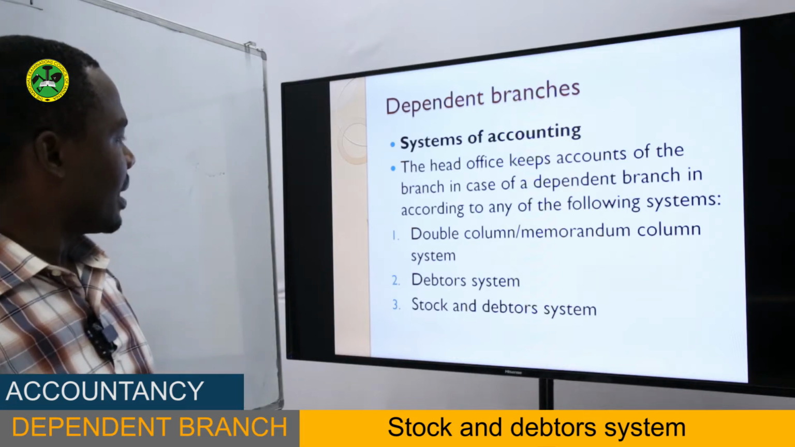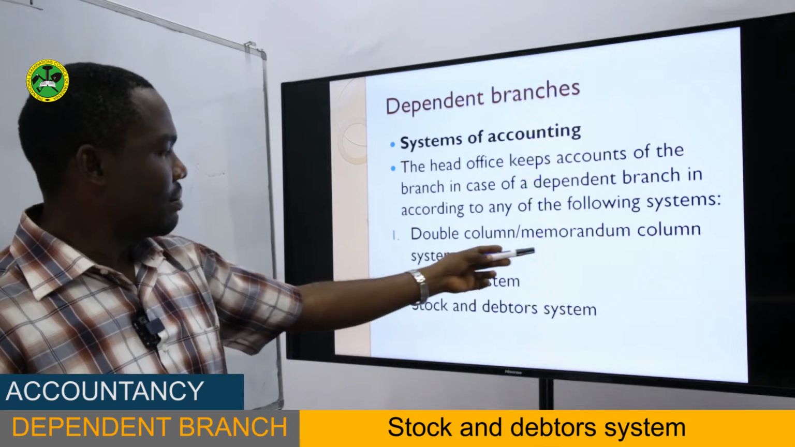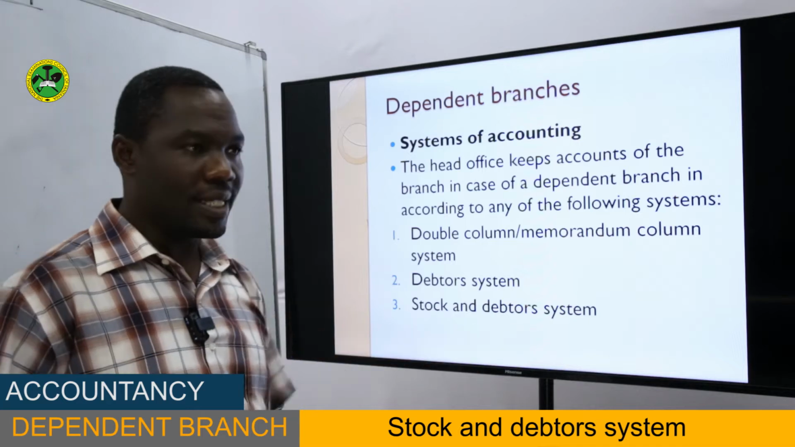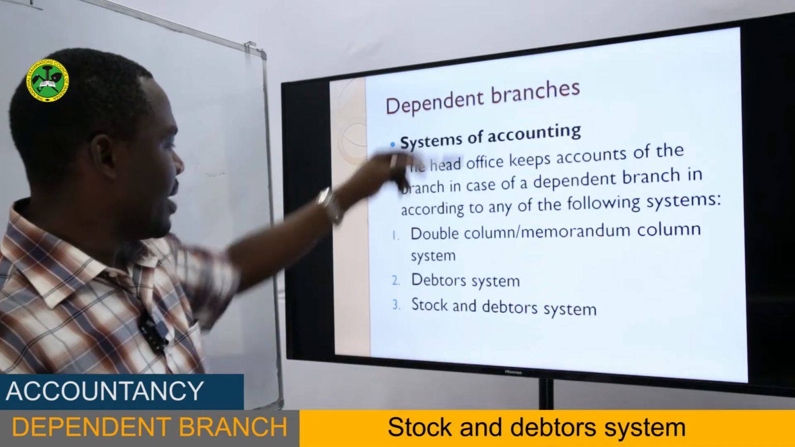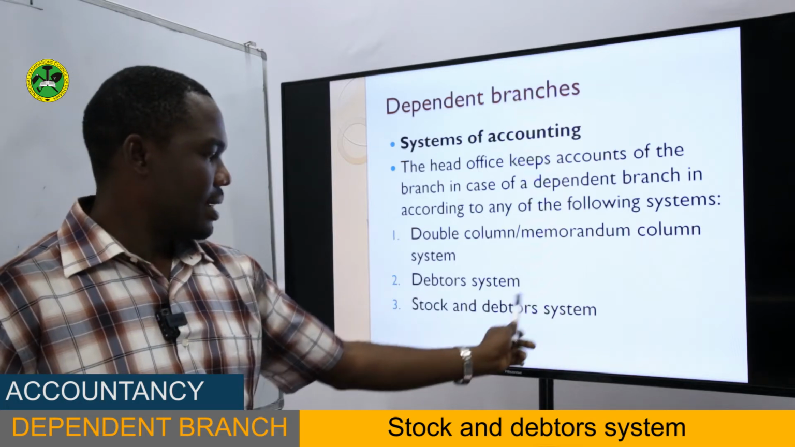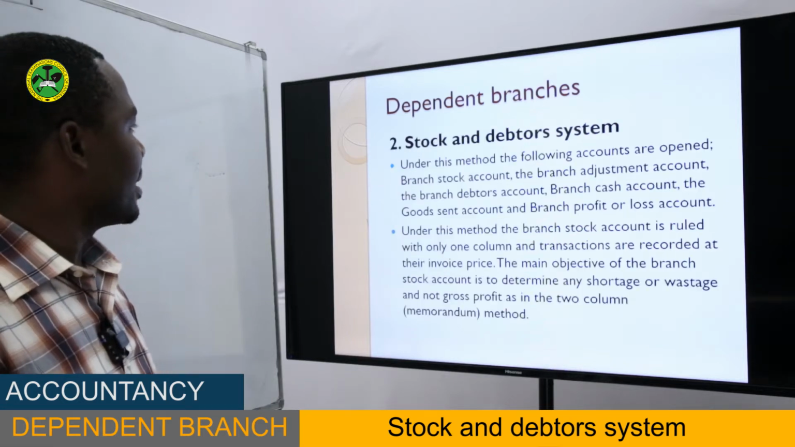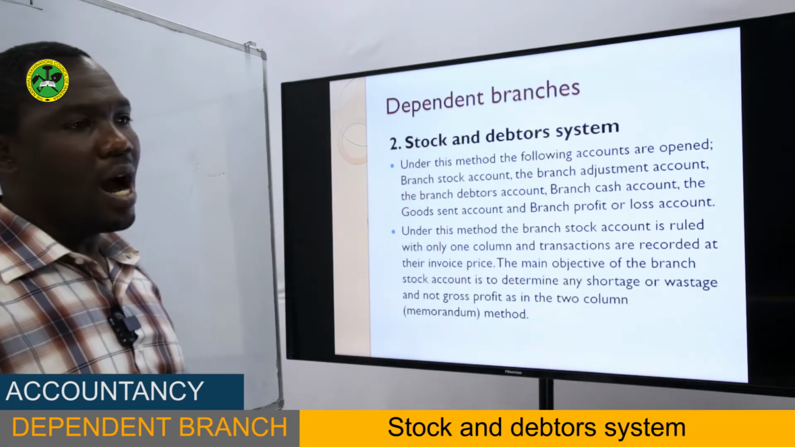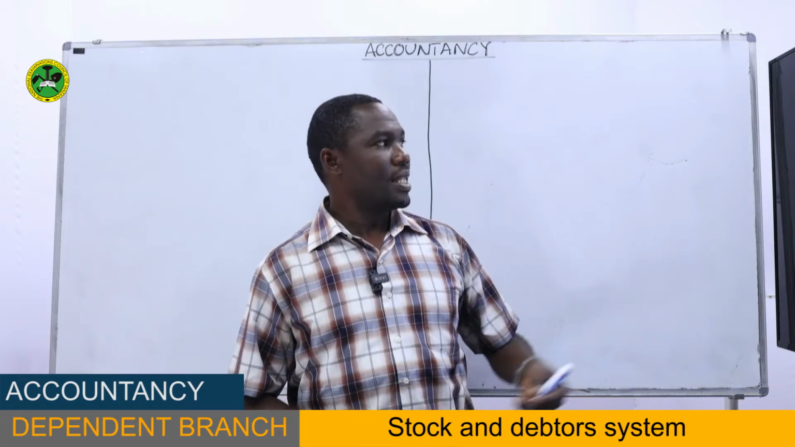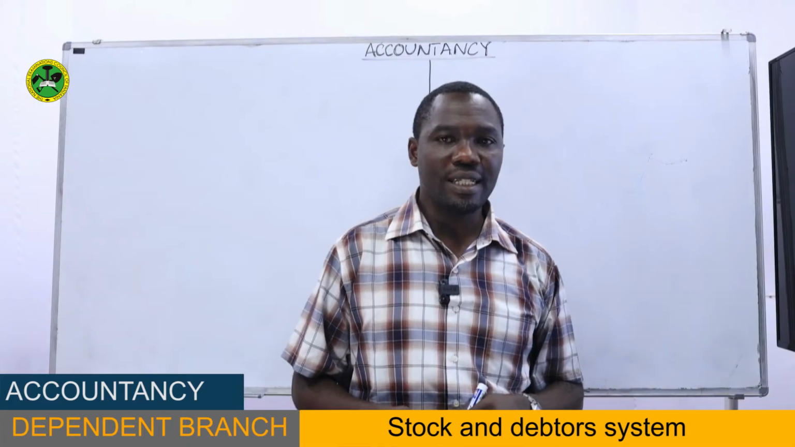In the system of accounting, if you can remember the previous lesson, we said that we have double column and debtors system and stock and debtors system, which we covered in the last lesson, and which I told you to revise. But today we are going to see another question in stock and debtors system. So how is this stock and debtors system ruled? Of course, this is normally the system used for dependent branches.